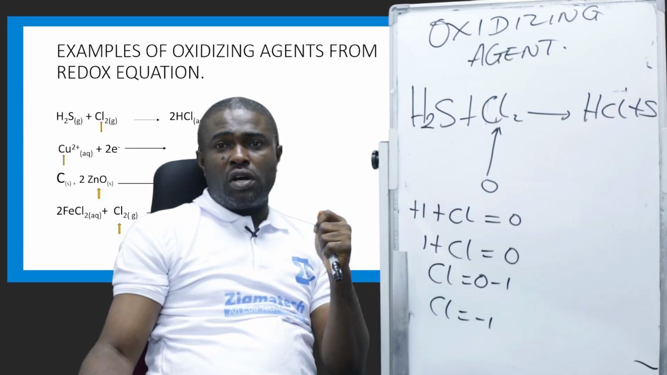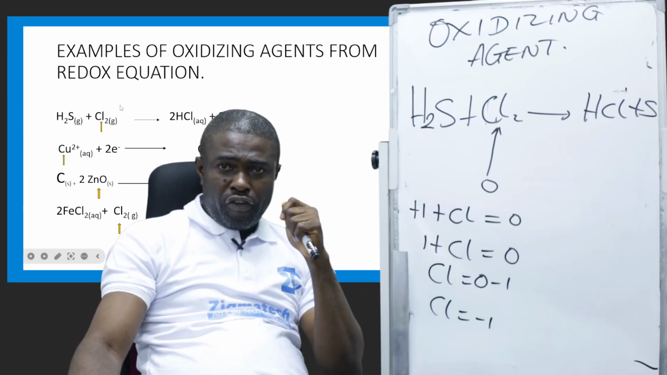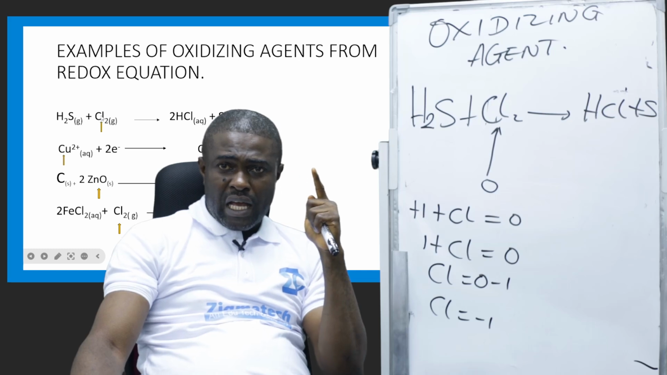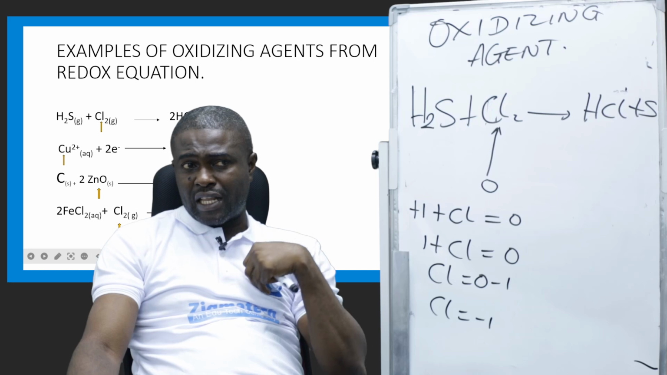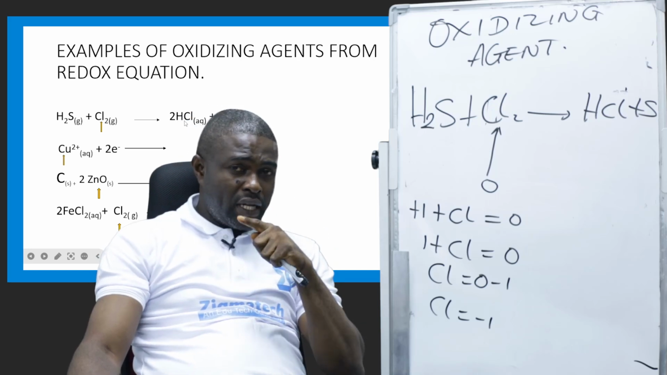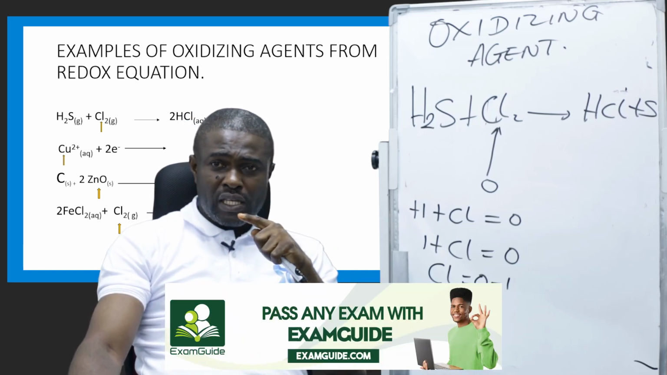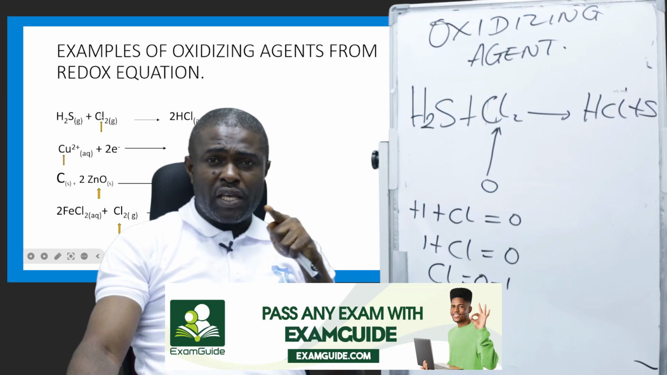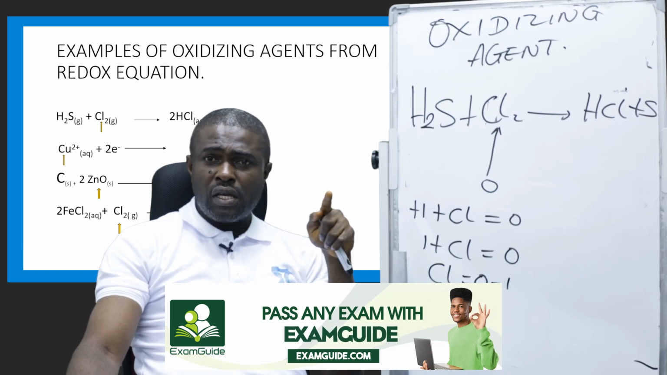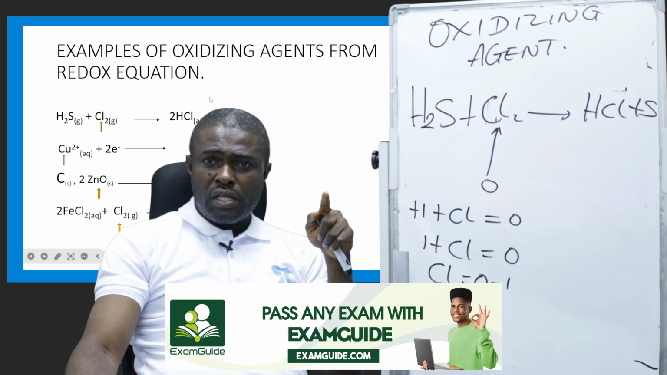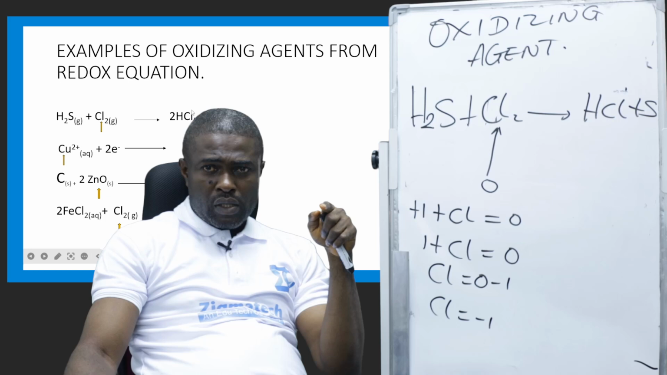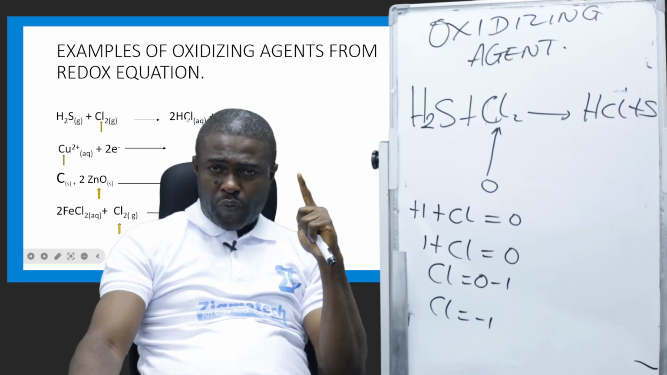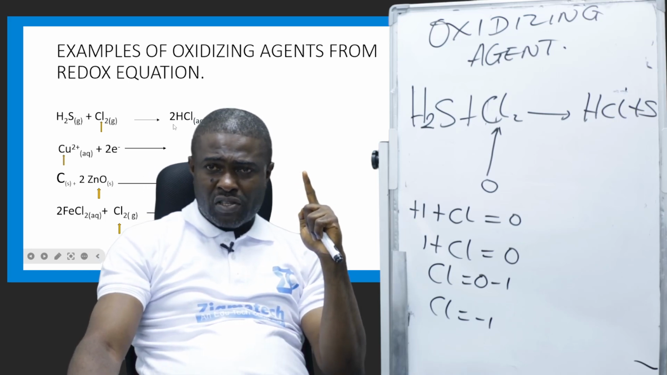Is it an increment or decrement? From 0, moving from the left-hand side to the right-hand side, it becomes -1. Of course, 0 is greater than -1. -1 is less than what? 0. So the number decreases from 0 to -1. Does that correspond to one of the definitions I gave you as oxidizing agent?